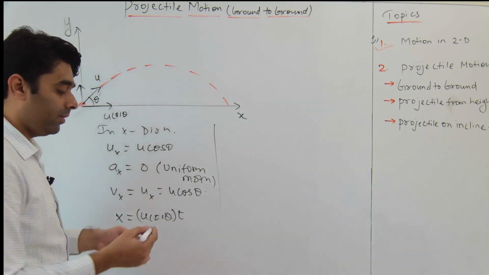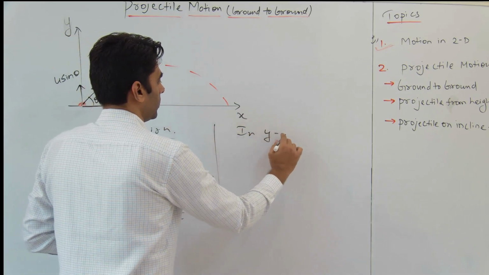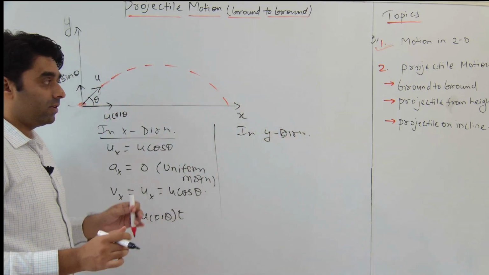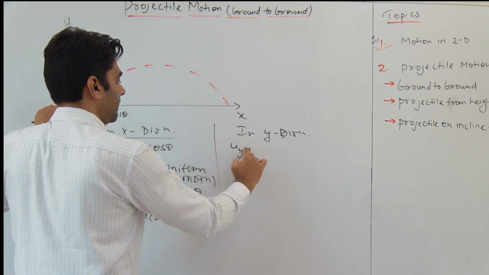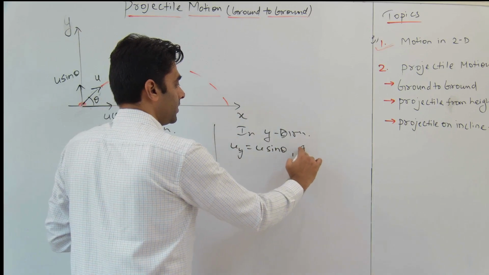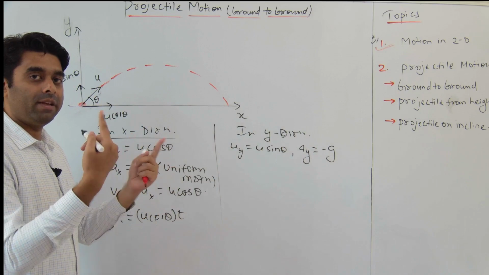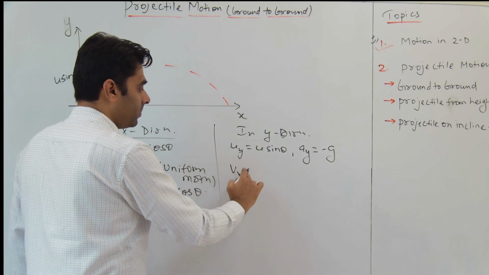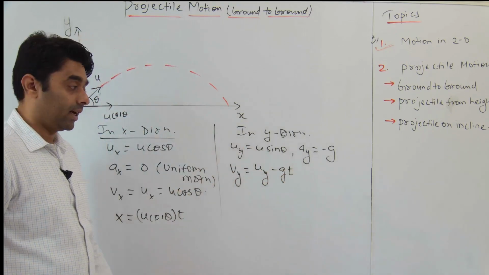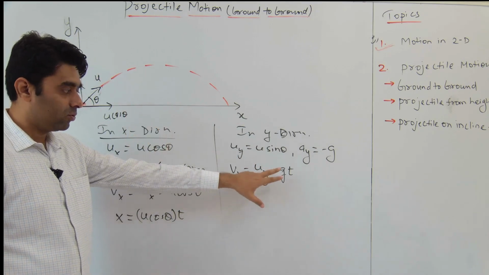Okay. Let us look in y direction. So this is in x direction. In y direction, what is our initial velocity? Initial velocity in y direction is u sin theta. What is our acceleration in y direction? It is g, and it is downward, so minus g. At any time t, if we have to write down velocity, Vy will be uy minus gt. Uy value is u sin theta, and acceleration is downward, minus g. So velocity at any time t will be Vy equals uy minus gt.